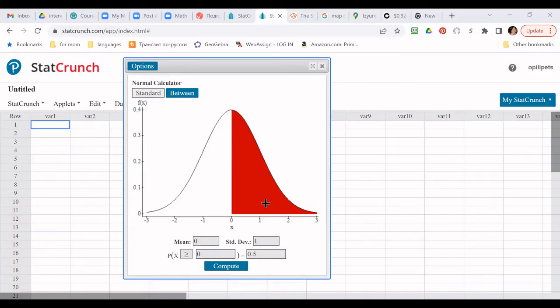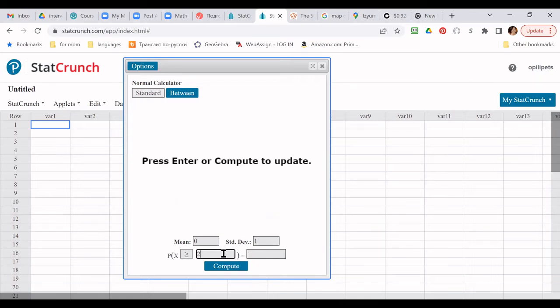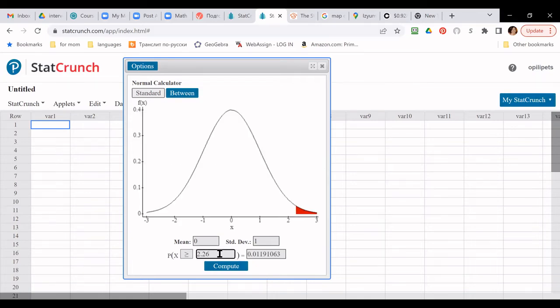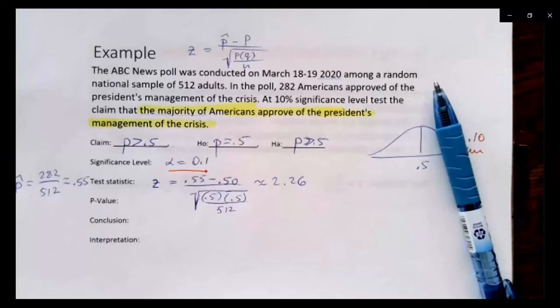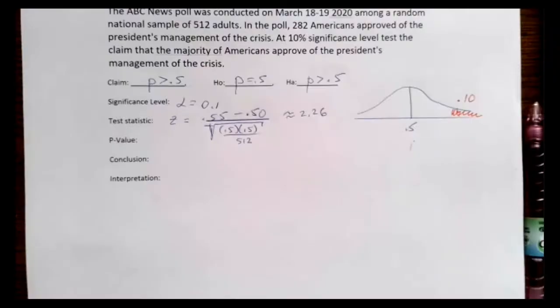So here's my normal calculator with the mean of 0, standard deviation of 1. I'm operating with z values, and my z value that I got from my calculation was 2.26. As you can see, we have 1% of values to the right of 2.26. So that red area right there is slightly bigger than 1%. That was actually our p-value.